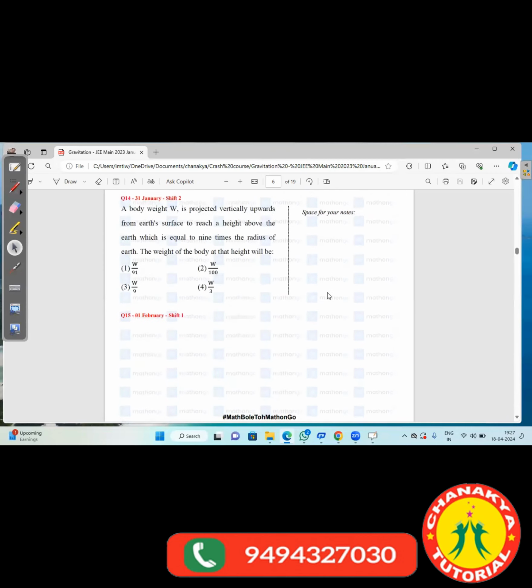A body of weight W is projected vertically upward from Earth's surface to reach a height above the Earth's surface which is equal to 9 times the radius of Earth. The weight of the body at that height will be. I think this question does not need any explanation. You can solve this out. Can you solve this out?